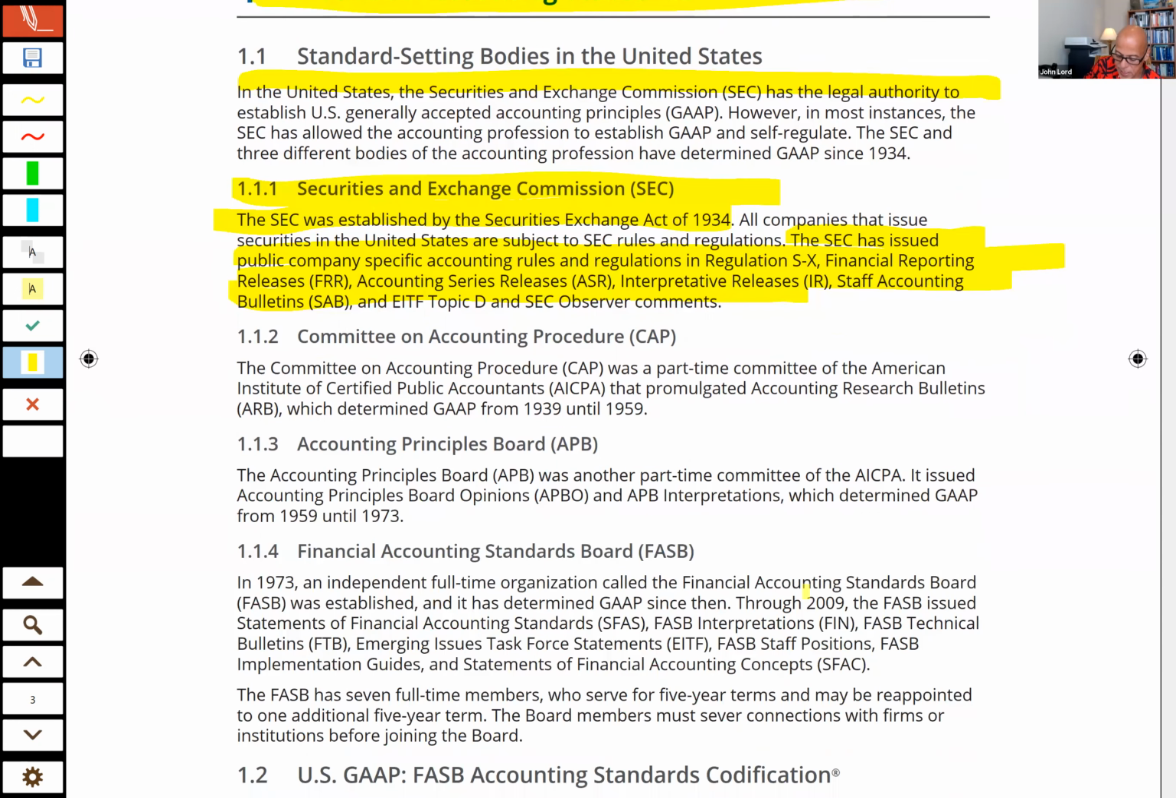So the SEC has the legal authority, but then they have gone ahead and done what? Taken that legal authority and delegated it to the private sector. So it is delegated.